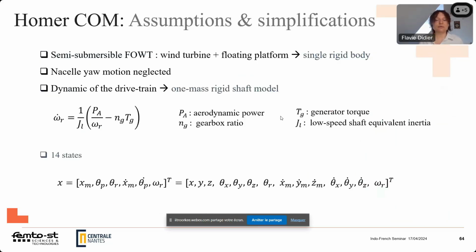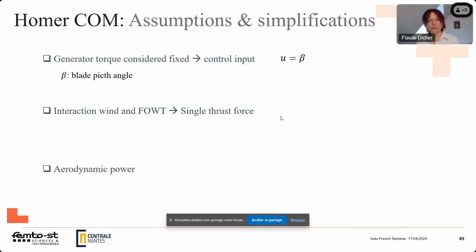For the assumptions and simplifications of this model, we consider it as a single rigid body. So the wind turbine plus the floating platform is considered as a single rigid body. The nacelle motion is neglected, and we use the dynamics of the drivetrain, the one mass rigid shaft model given here, and we only consider 14 states. So the three translational motions, the rotational motions, the rotor azimuth angle, and the time derivatives. Of beta, the control input, the generator torque is considered fixed.